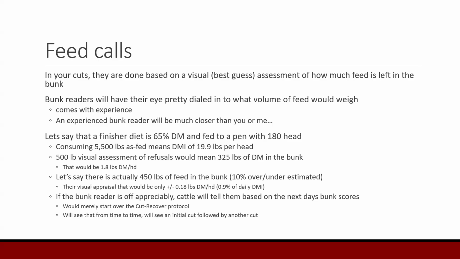If they're off appreciably, cattle will tell them based on the next day's feed bunk scores. If you way overcut, they'll be slick in that evening, so you know that you overcut. So maybe you would include that in your decision making for the feed call the next day. And if there's feed left, you would just start the cut and recovery protocol over until you achieve that kind of slick bunk that next day. Does that make sense?